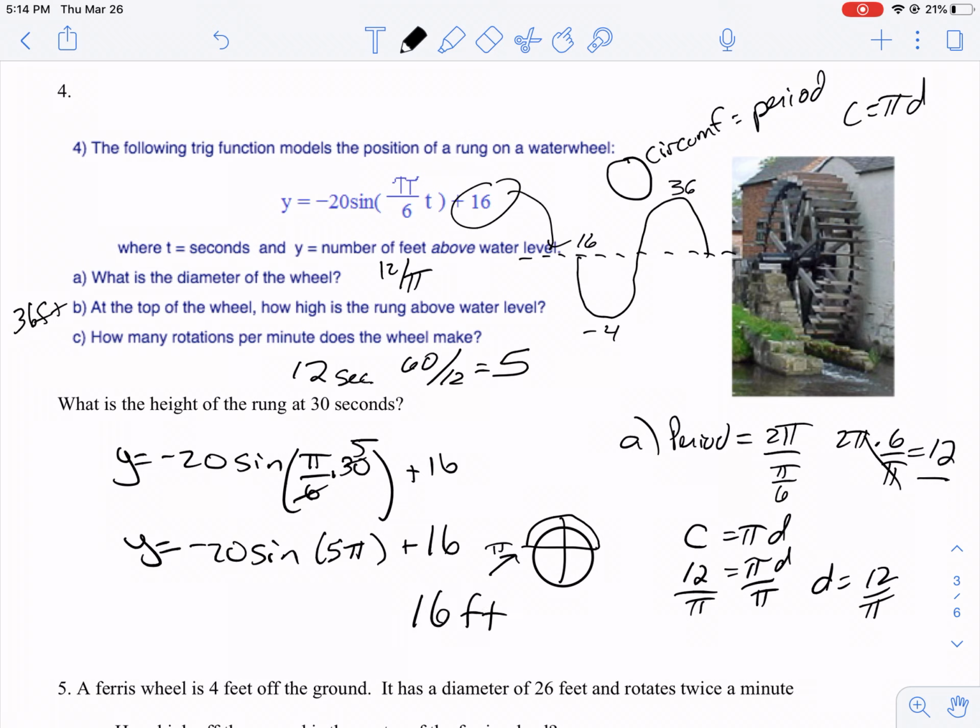Which, if you look at our graph, 0 is 16 feet. But you can type it in your calculator and just double check. -20 sine 5 pi plus 16. And sure enough, you get 16 feet. Okay, we have one more.